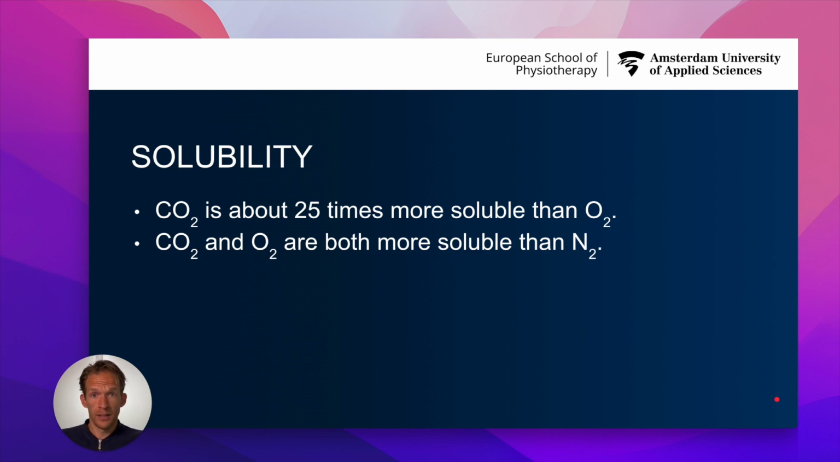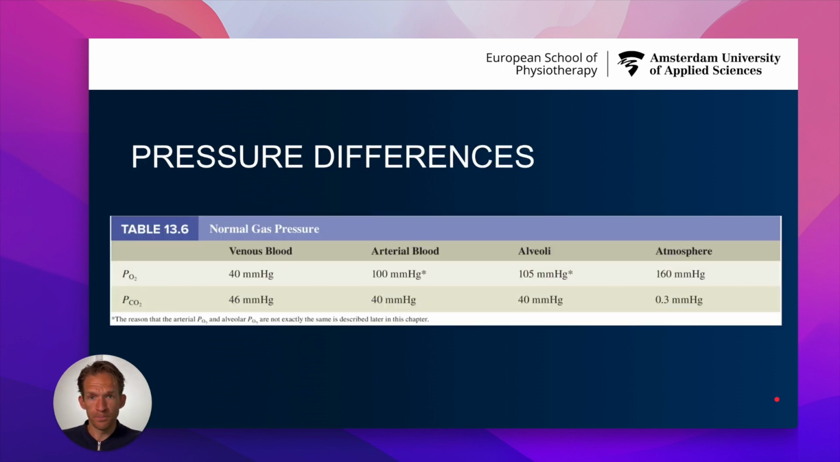The solubility of CO2 in water or blood is 25 times more than O2. And both CO2 and O2 are a lot more soluble than nitrogen. So at normal sea level physiology, we will not focus on nitrogen because that is something that will go into the body and out of the body. Only if you're interested in scuba diving, for example, nitrogen definitely could play a role. But here we're focusing only on CO2 and O2.